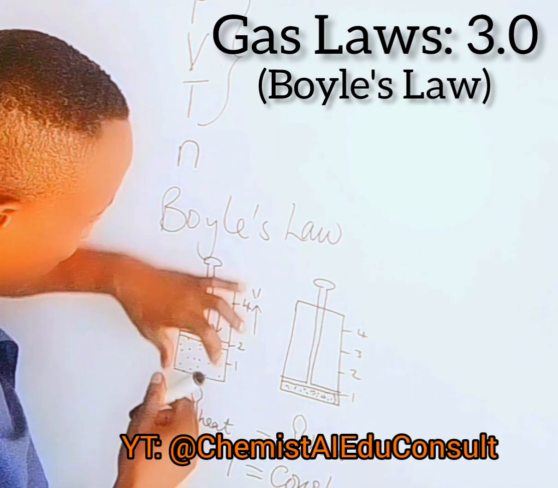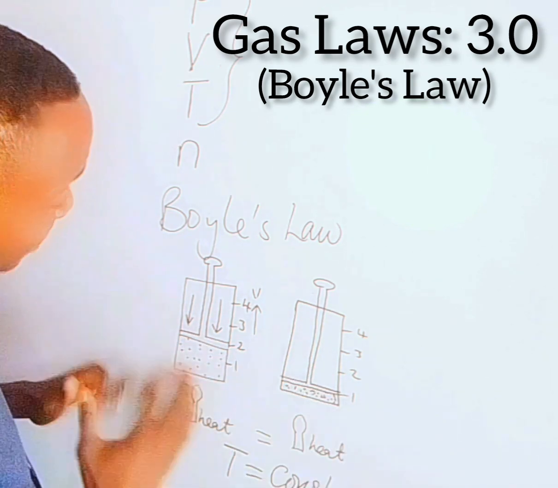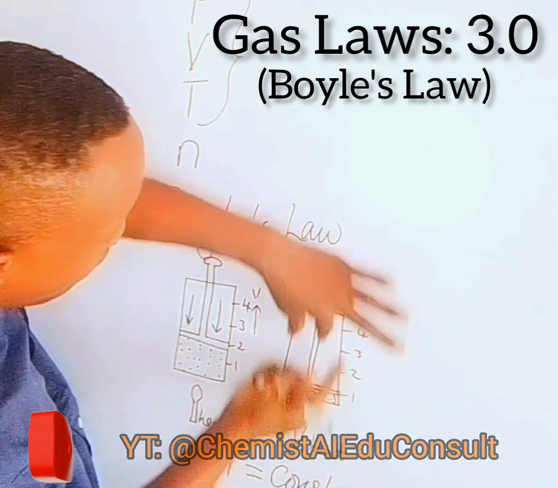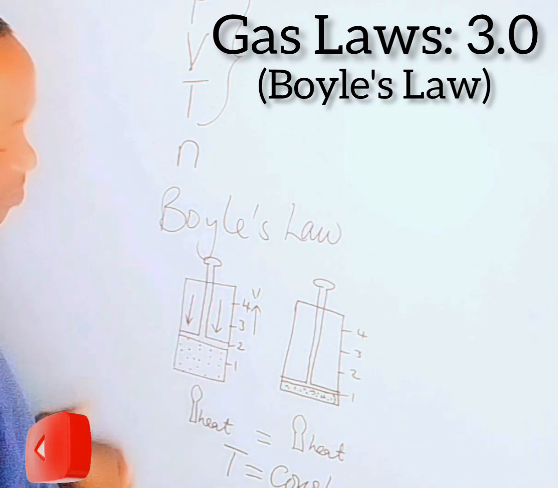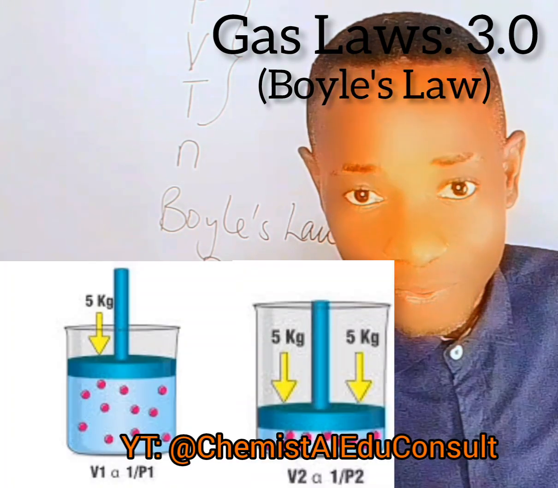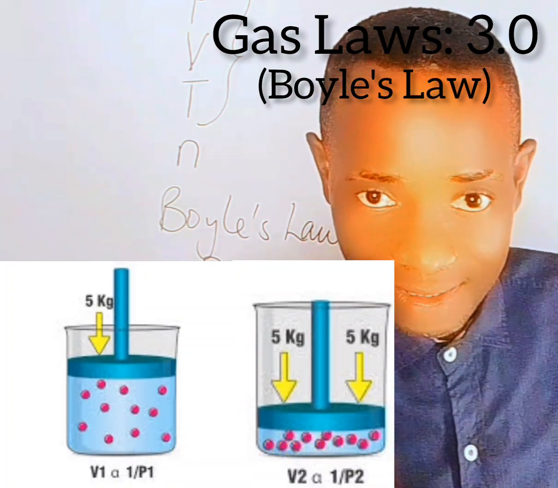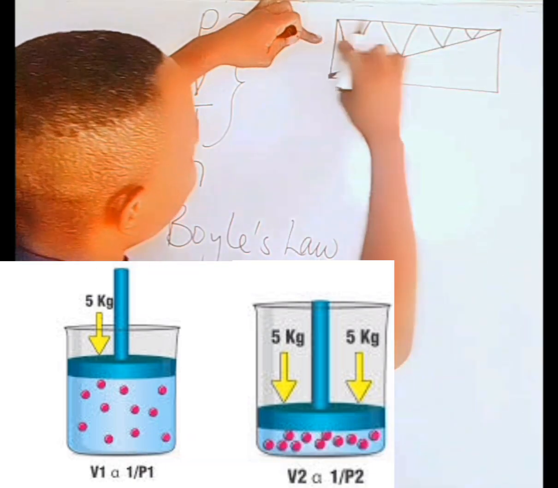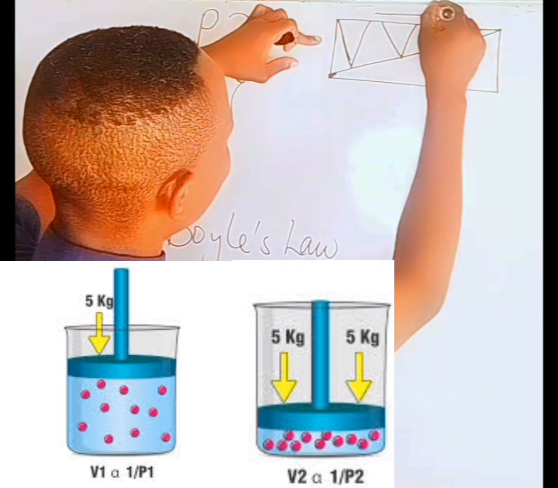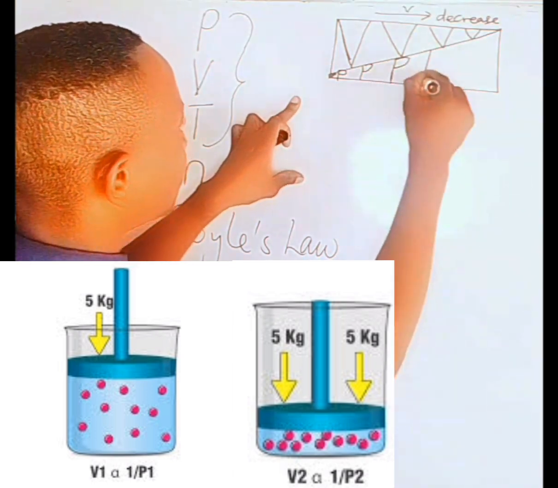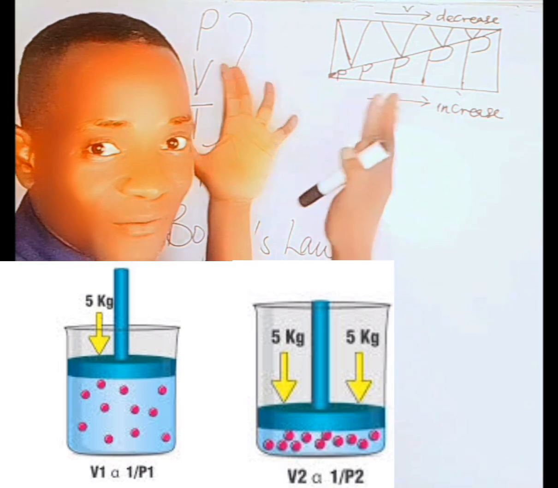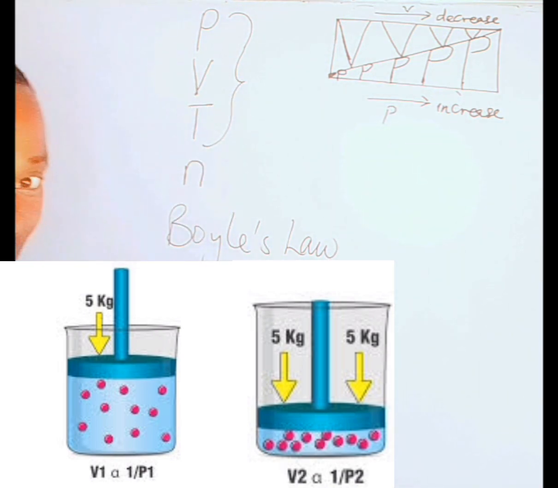As he was adding pressure, volume was decreasing. And if this piston is raised up again from 1 to 2, volume will increase, but pressure will reduce. And Robert Boyle had to come up with a mathematical statement, which you can visualize thus. This represents decrease in volume, and this represents increase in pressure. This is a visualization of what actually happens here.